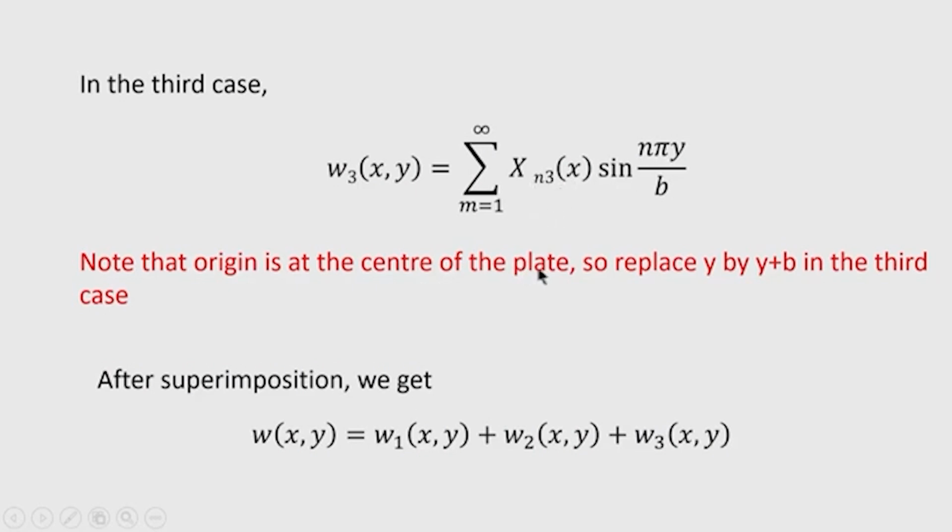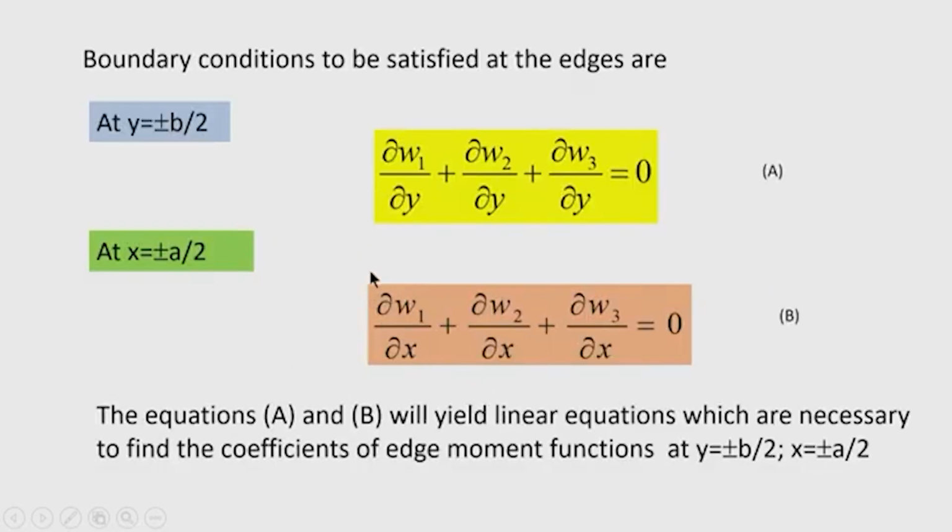Here the origin of the plate is again at the center. So y has to be replaced by y plus b in the expression. Okay. So, after superimposition of these three cases, we will get w as w 1, w 2, w 3. Now, the condition for fixity along all edges has to be satisfied: at y is equal to plus minus b by 2, the slope is 0, that is del w 1 by del y plus del w 2 by del y plus del w 3 by del y equal to 0 in the y direction.